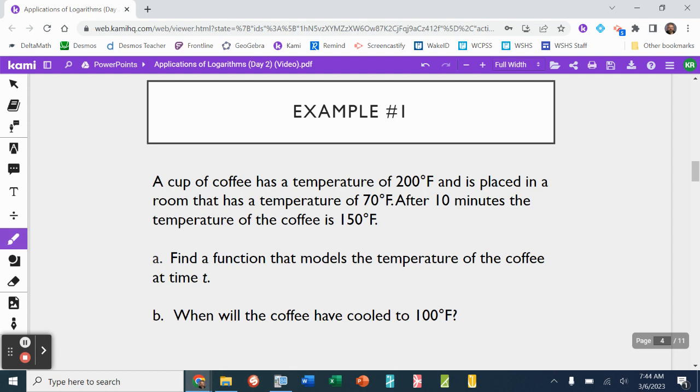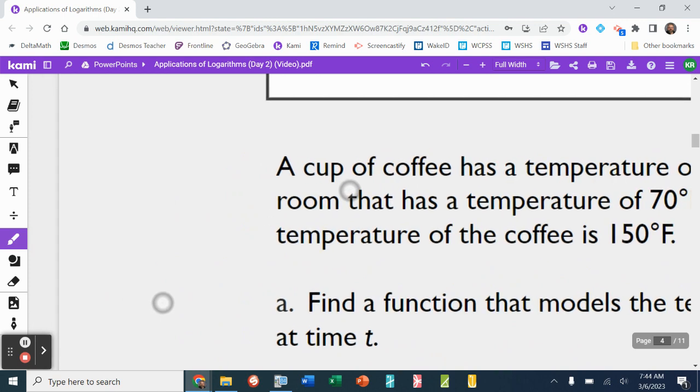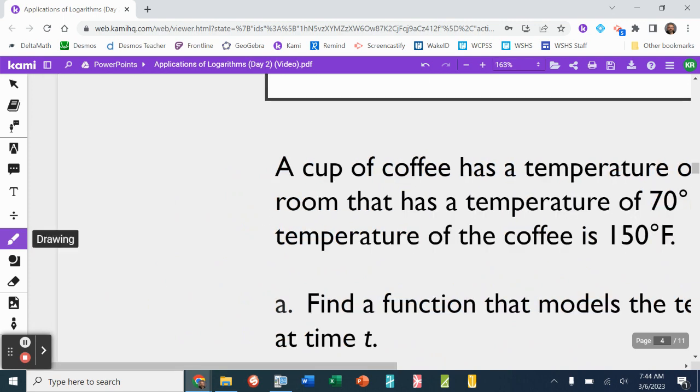So to answer A, notice that in our description of our problem, the only thing we're missing is k. But they do give us enough information to find k because they also tell us after 10 minutes the coffee is 150 degrees Fahrenheit. So to come up with a function for part A, we first need to figure out a value for k.